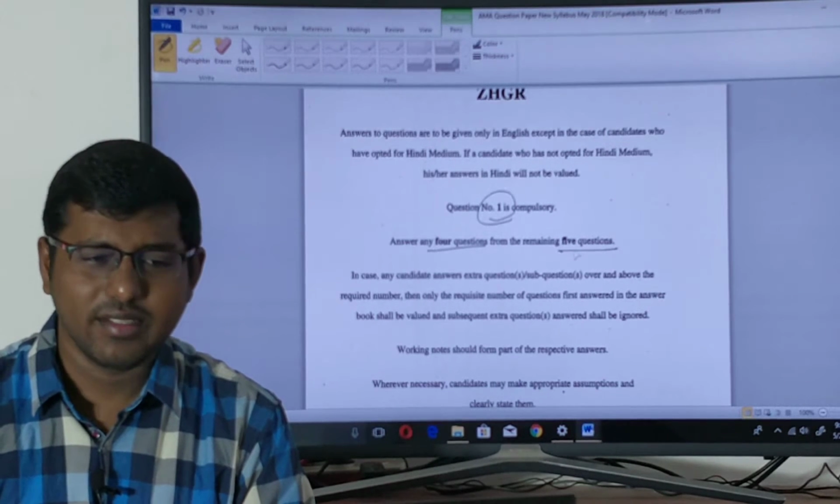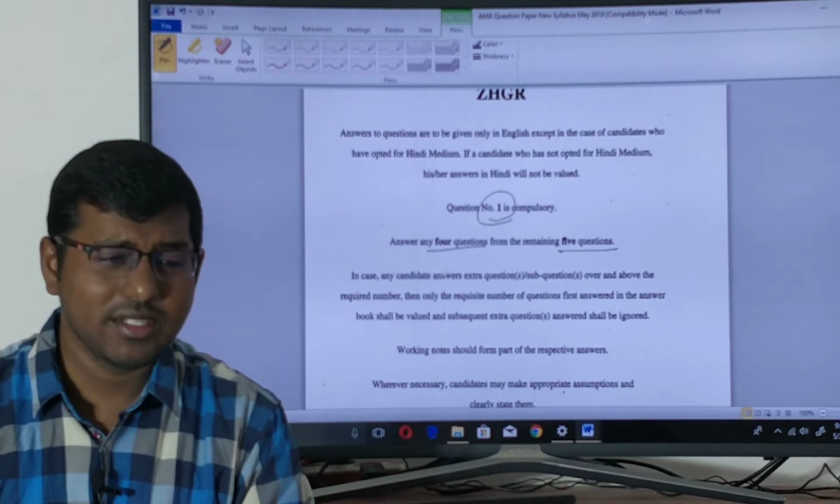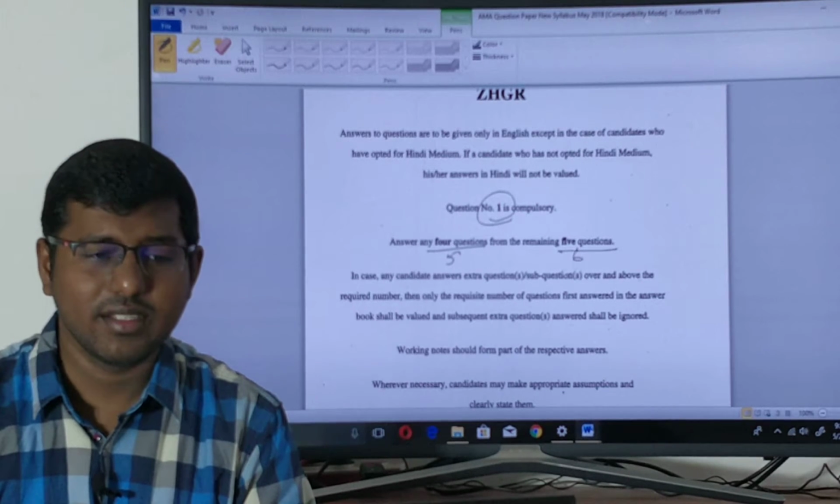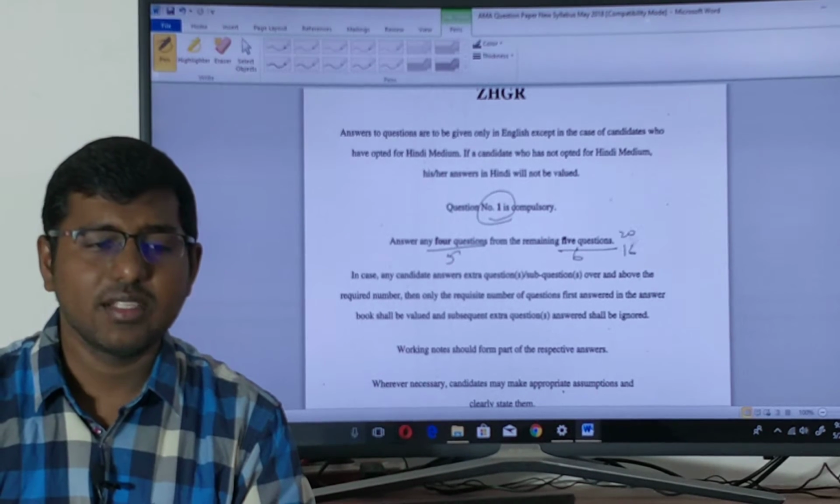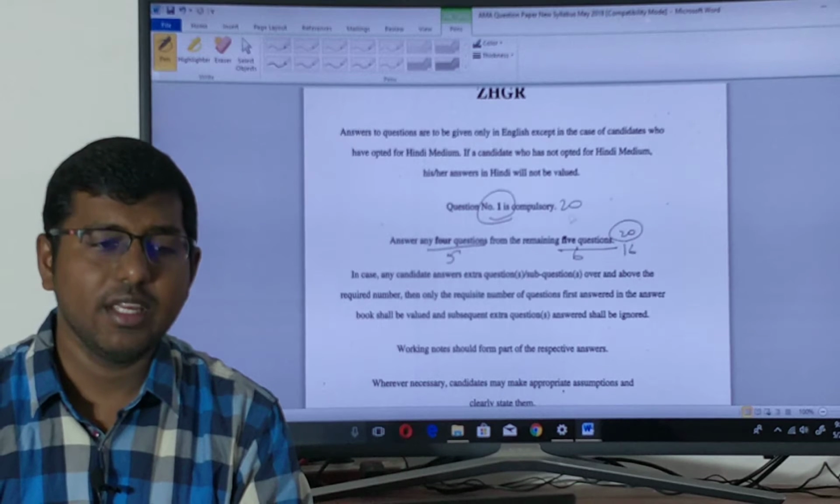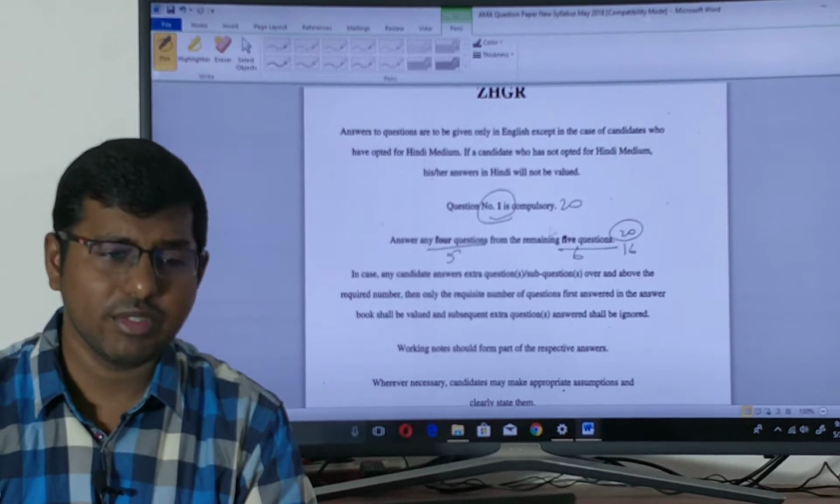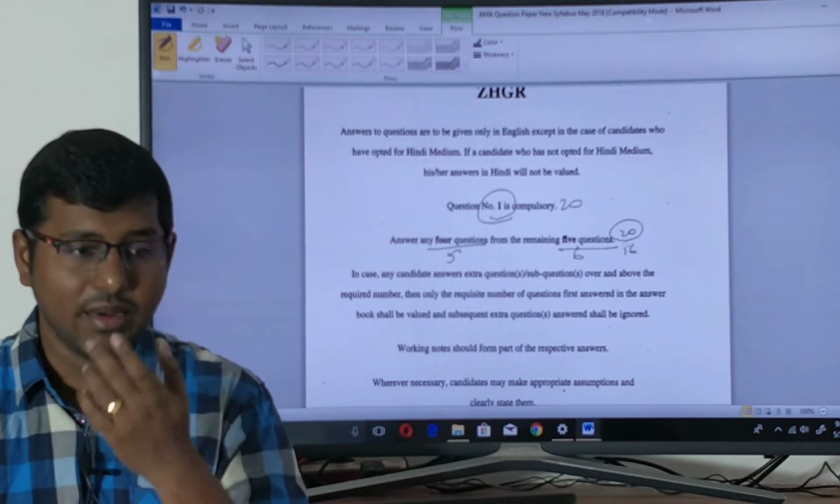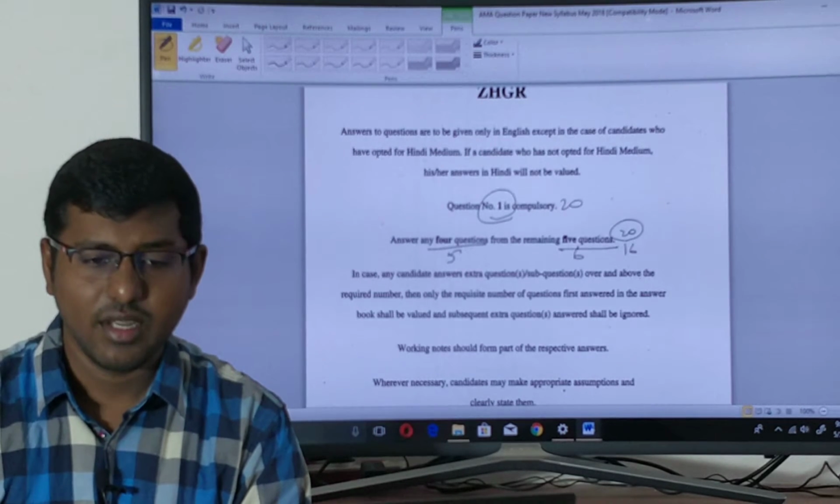So the point here is, if it is the old syllabus, it's answer any 5 out of the remaining 6, 16 marks each, whereas here it is 20 marks each. So 20 marks for the first question, which is compulsory, and 20 marks for each of the remaining 4. Total comes to around 100 marks. Right, guys?